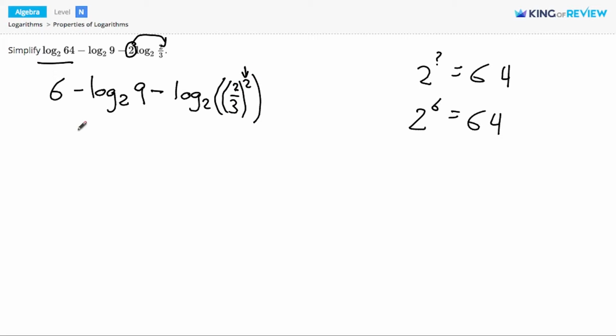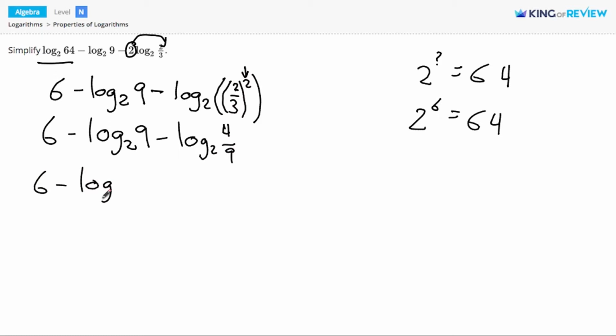Okay, so we have 6 minus the log base 2 of 9 minus the log base 2 of, let's square this fraction. 2 times 2 is 4, 3 times 3 is 9. So we have the log base 2 of 4/9. Now we can use another property of logs, that if you have a division problem, a fraction inside of a log, you can rewrite that as the difference of two separate logs, the log of the numerator, 4, minus the log of the denominator, 9. And we keep the same base, 2, on both of those logs.